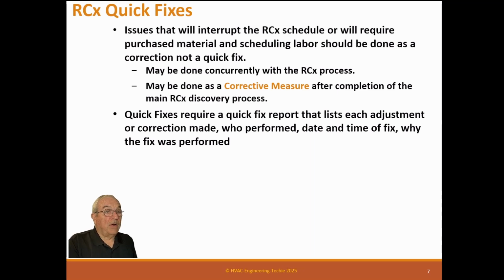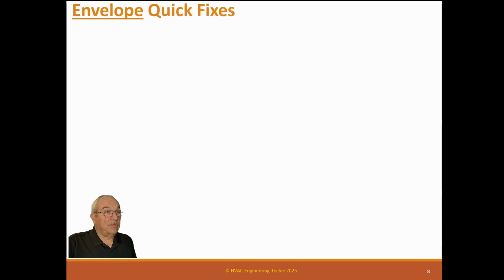Quick fixes require a quick fix report that lists each adjustment or correction made, who performed it, date and time of fix, and why the fix was performed. So in other words, in your report, you're going to end up with a quick fix report to tell the customer everything you did, what its impact was to him, and what its results should be. Now, sometimes quick fixes are done for comfort, and you can't really calculate what the fix is. If it's something else, you might be able to do that.